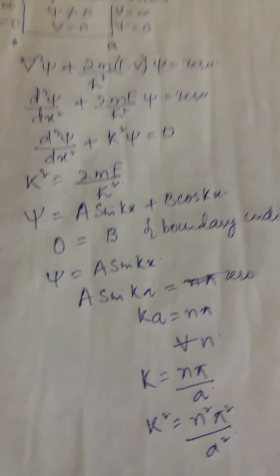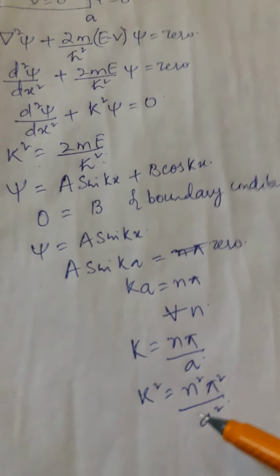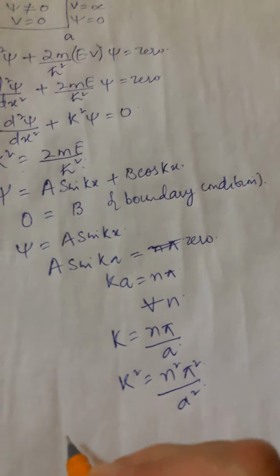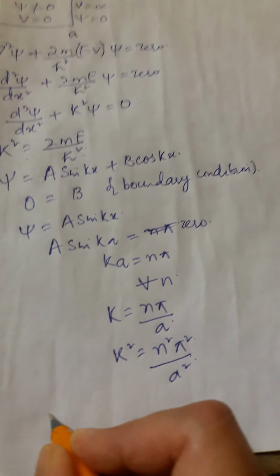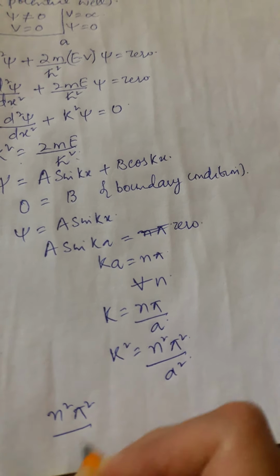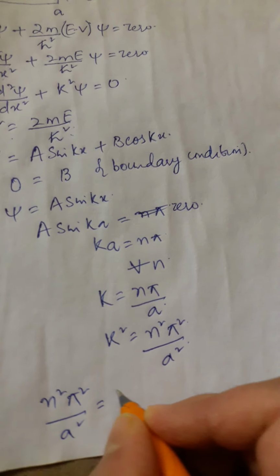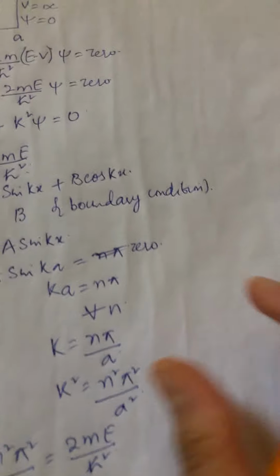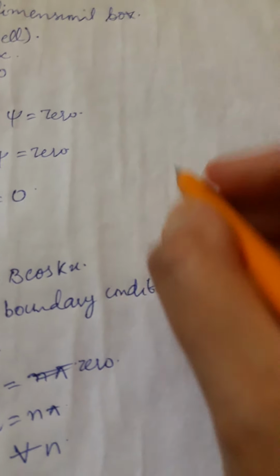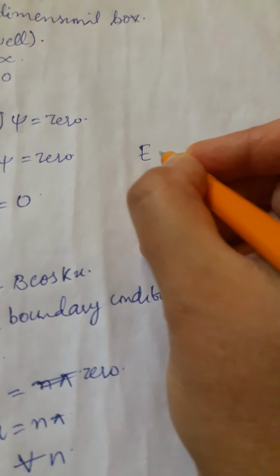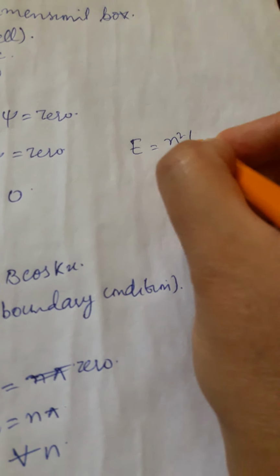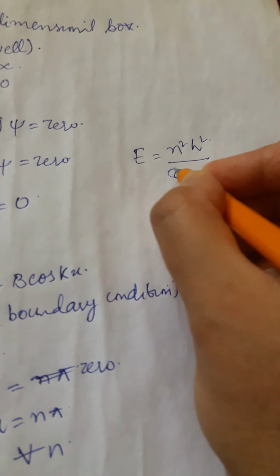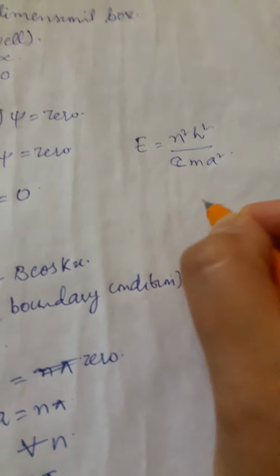Now, we have already obtained this k square. We can equate these two. So when we equate, it is n square pi square by a square is equal to 2mE by h cross square, right? From here, we get the value of E. E is equal to n square h square by 8ma square.